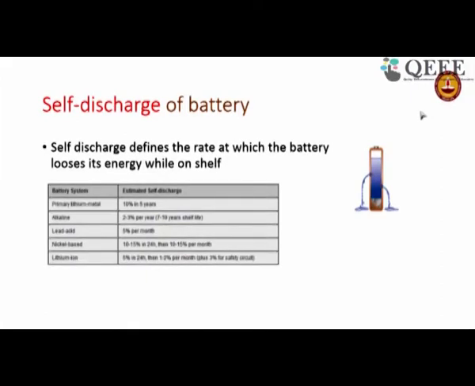For example, primary lithium metal loses 10% in 5 years, so it hardly discharges. Alkaline is 2 to 3% per year. Lead acid is 5% per month. If you don't use it for 4 or 5 months, it will have significantly discharged.